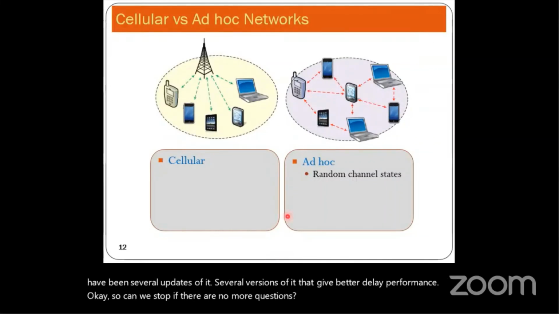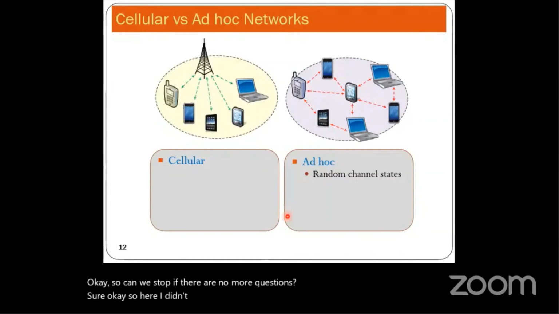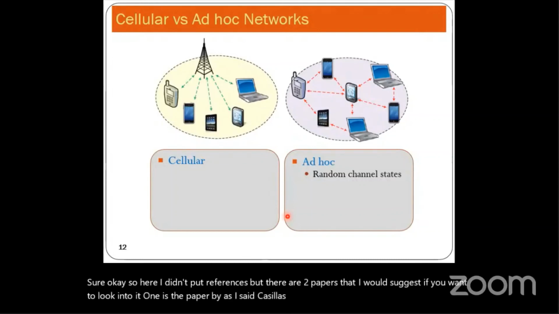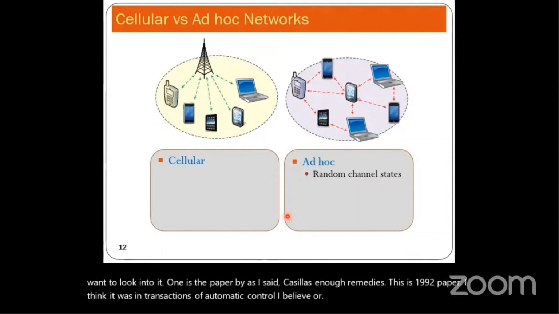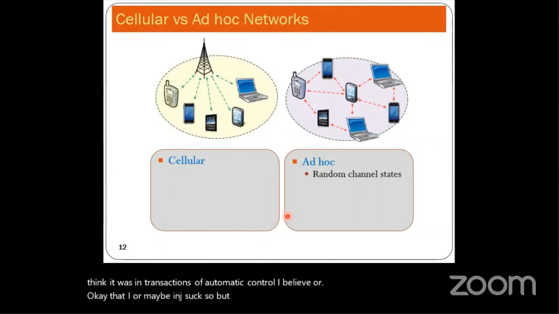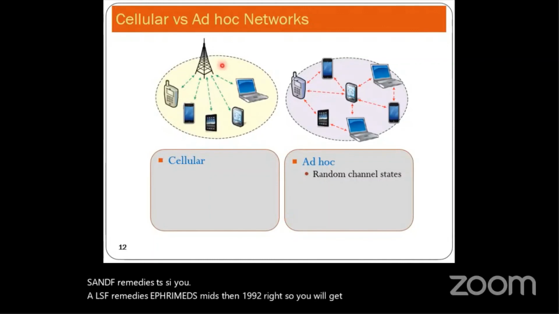Sir, can you refer to some papers for these algorithms? Sure. Here I didn't put references, but there are two papers that I would suggest. One is the paper by Tassiulas and Ephremides. This is a 1992 paper. I think it was in Transactions on Automatic Control, or maybe in JSAC, but it's a very popular paper. If you just search for Tassiulas and Ephremides, 1992, you will get to know about the max weight algorithm.